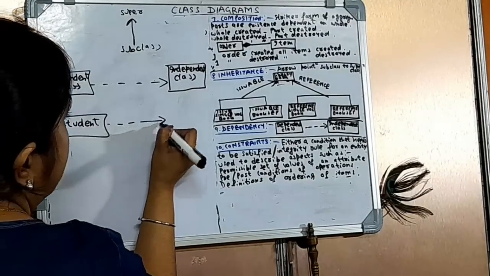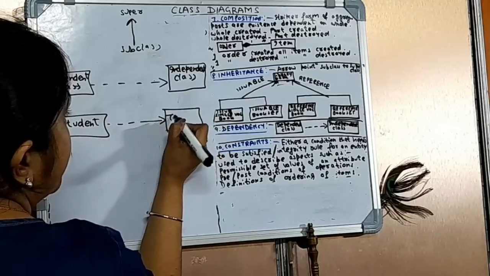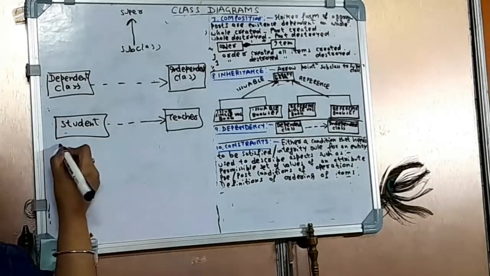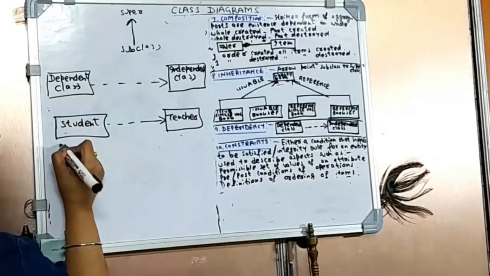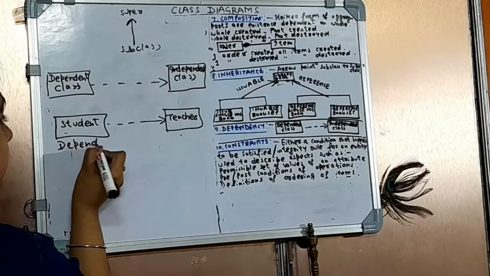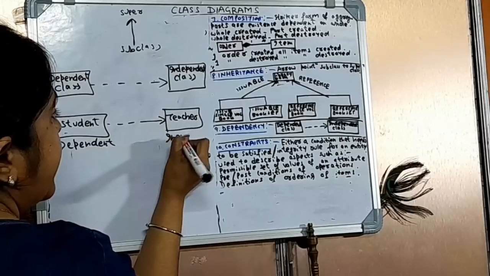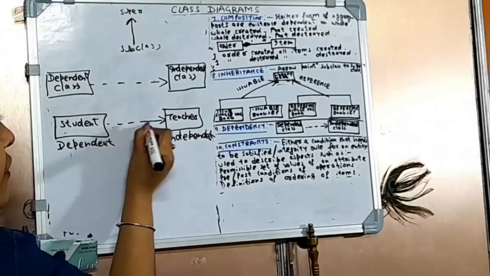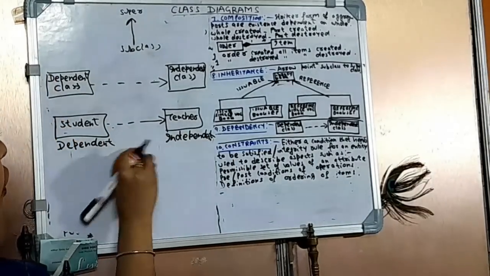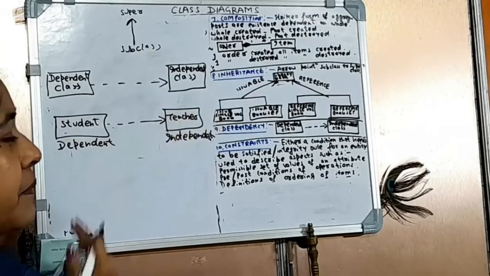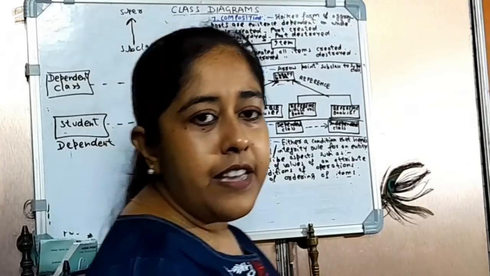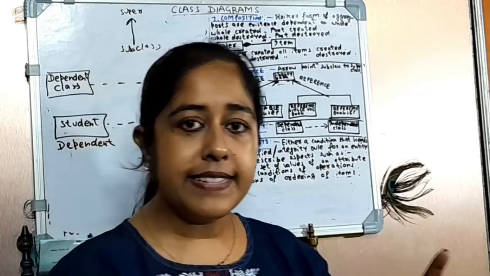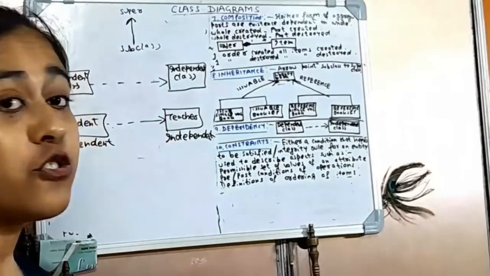Suppose we write here, for example, that the student will be dependent on the teacher. The student is the dependent class and the teacher is the independent class. So this shows the relation. It will go from the dependent class to the independent class, and this is shown with the help of this dotted arrow.